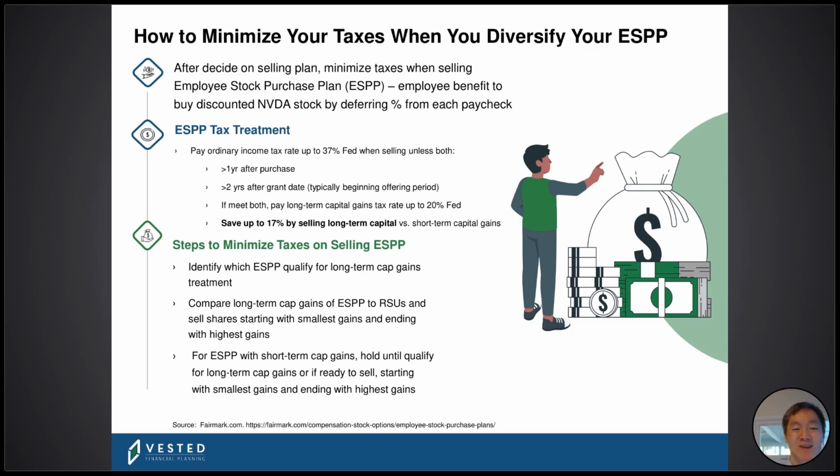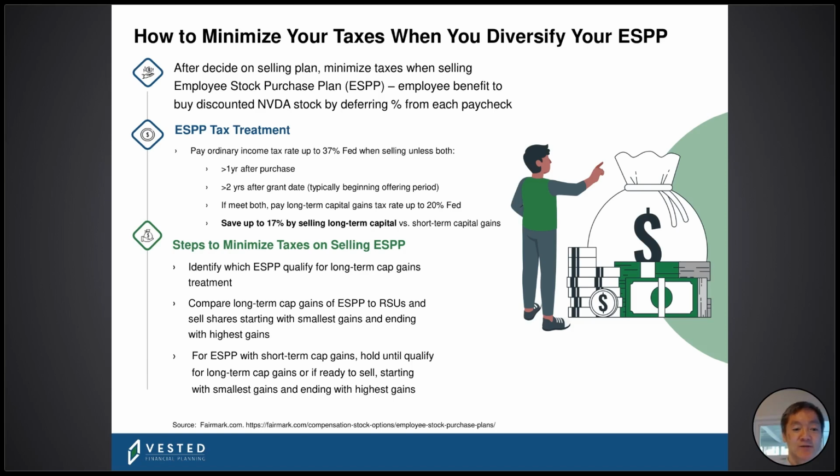If it's more than a year after the purchase, okay, so you purchased through your ESPP and then it's more than a year, and more than 2 years after the grant date, which is the beginning of the offering period. So your offering period starts when they start to take out your paycheck. It's usually 6 months before the actual purchase, okay? Now, if you meet both of those criteria, then you can pay long-term capital gains, which is up to 20%.